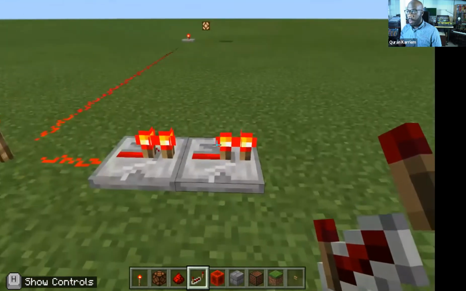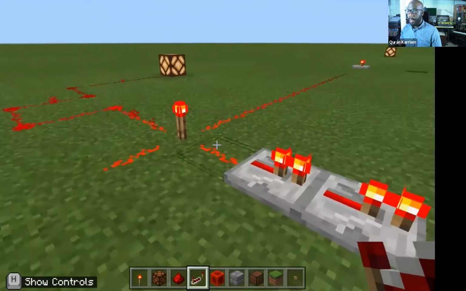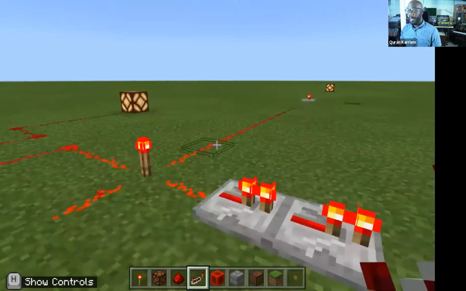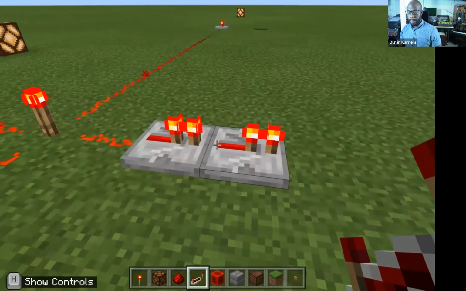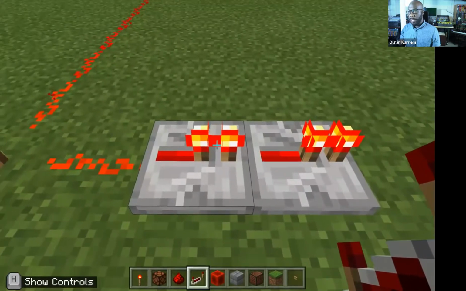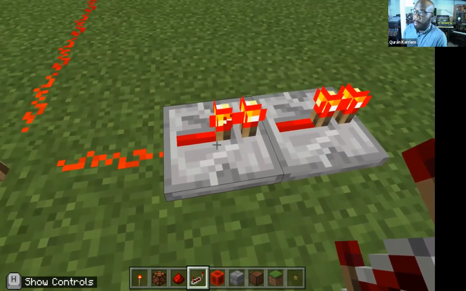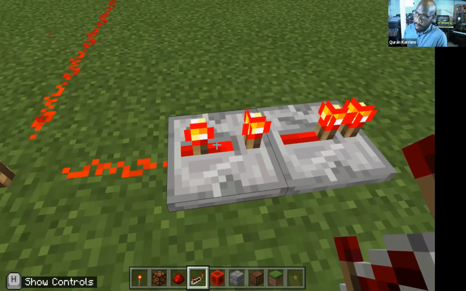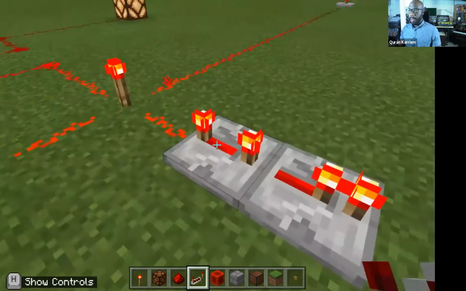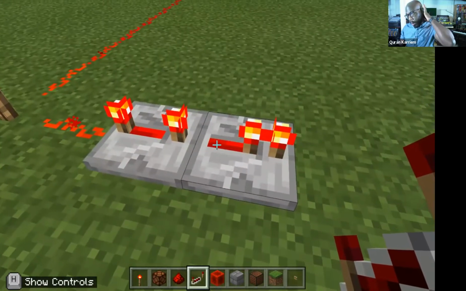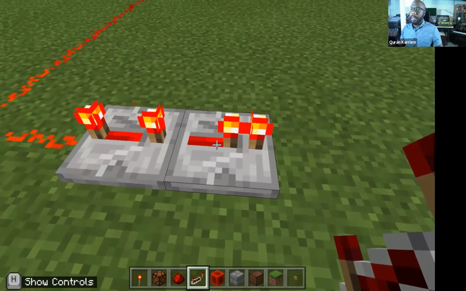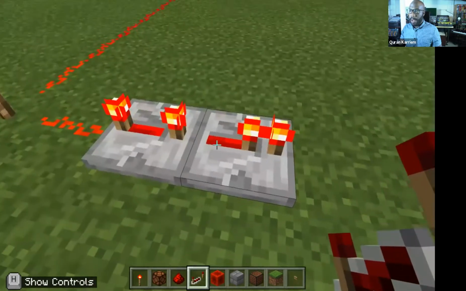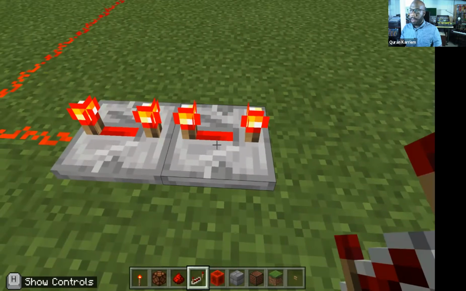But they also delay the amount of time it takes for the signal to get from a source to something that you're trying to power. And the way to do that is by 1/10 of a second by default, but then you can change that. So when you right click on the repeater, that'll be 2/10 of a second delay, 3/10, 4/10. And then if you were to put several repeaters in a row like this, you can kind of add to the delay amount. So that's 4/10. Now it's 5/10 of a second, 0.5 seconds, 0.6, 0.7. So that's 0.8.